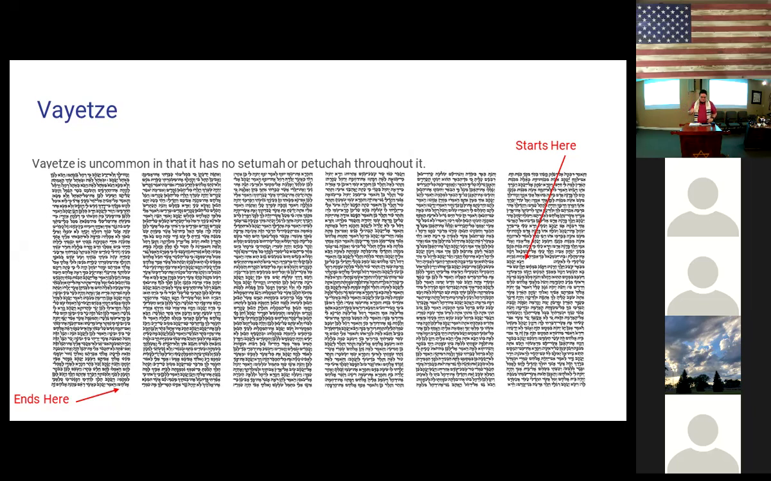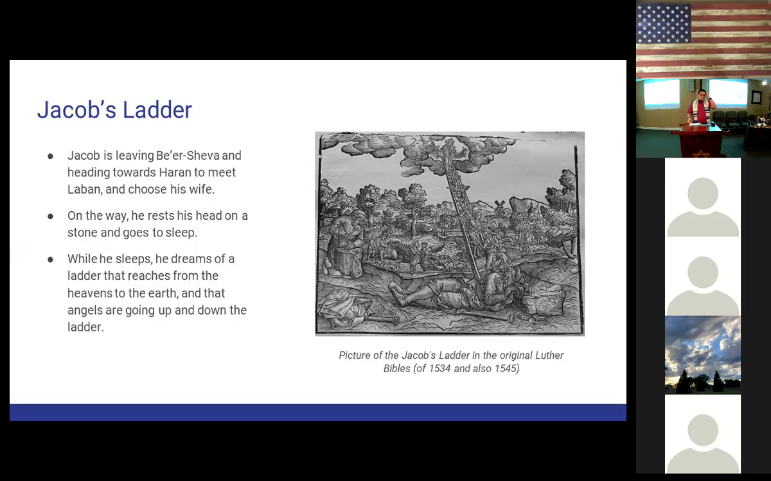So that's our warm-up. Let's jump into the Parsha summary. So this Torah portion starts with Jacob leaving Beersheba and heading towards Haran to meet Laban and choose his wife. Because he was told by his parents to escape Esau's anger. They were like, hey, let him cool off. You go to Haran for a little bit.